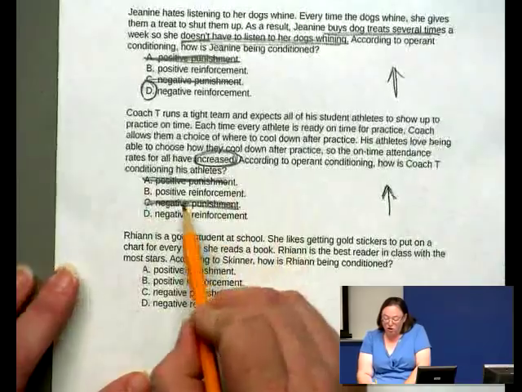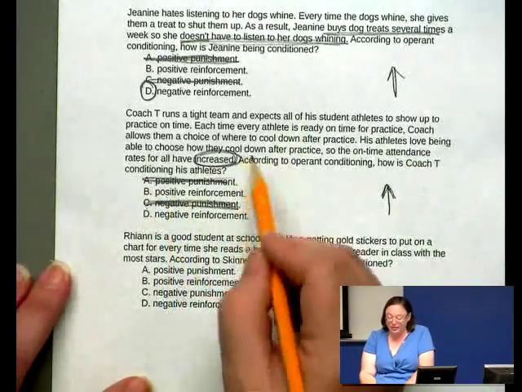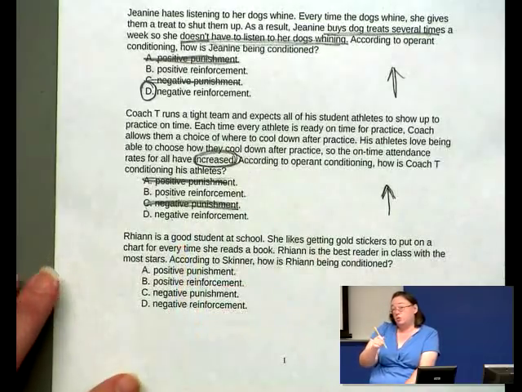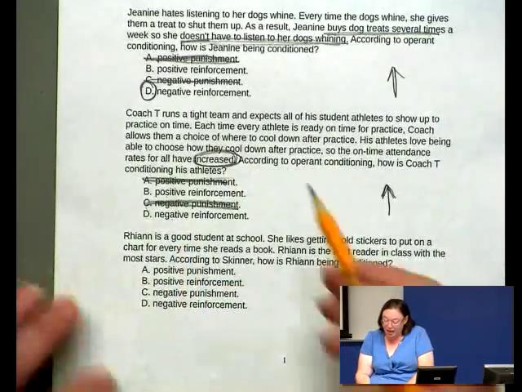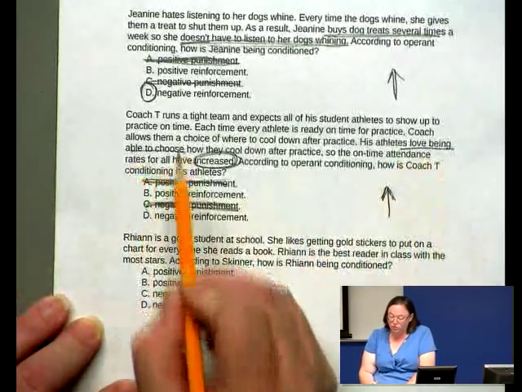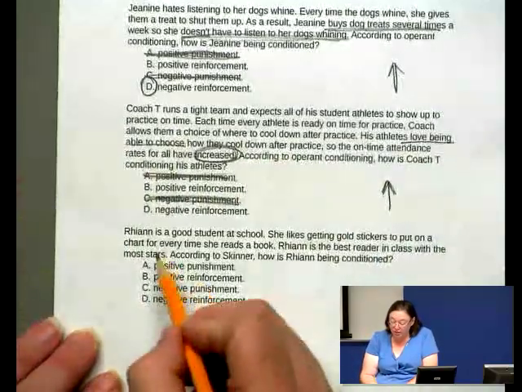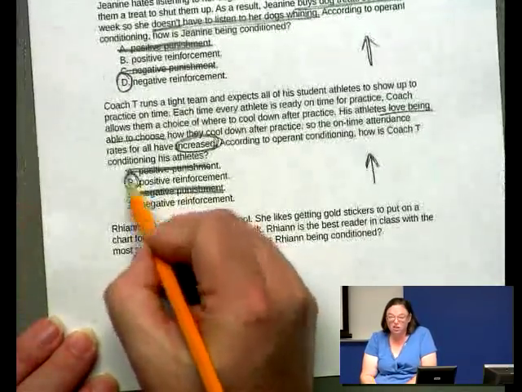The question is, are his athletes positive, getting something they like, or are the athletes in a negative, having something they don't like removed situation? And if you can see here, they love being able to choose how they cool down. So they're getting something that they want. So that would be a positive reinforcement.